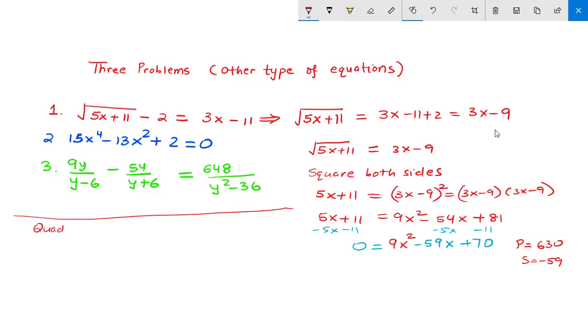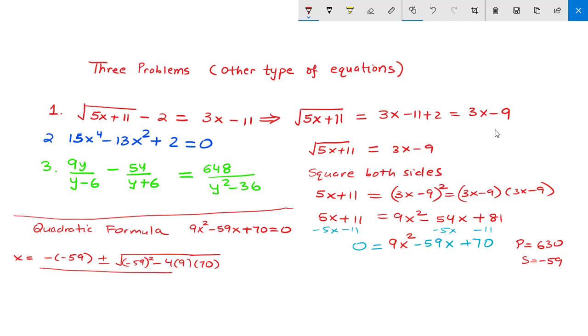So using the quadratic formula, I have minus b. Minus b is negative negative 59, so positive 59. My equation is, I'm going to write it again here, 9x squared minus 59x plus 70 equals 0. So minus of minus 59, x equals, and those are my values of x, plus or minus the square root of b squared, so minus 59 whole squared, which will turn into positive, minus 4a, which is 9, and c is 70, all divided by 2 times a, which is 2 times 9, and that's 18.